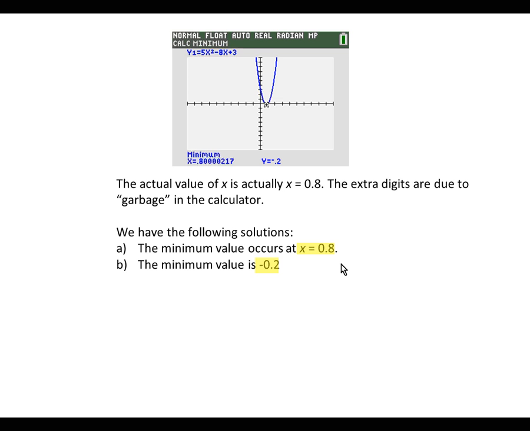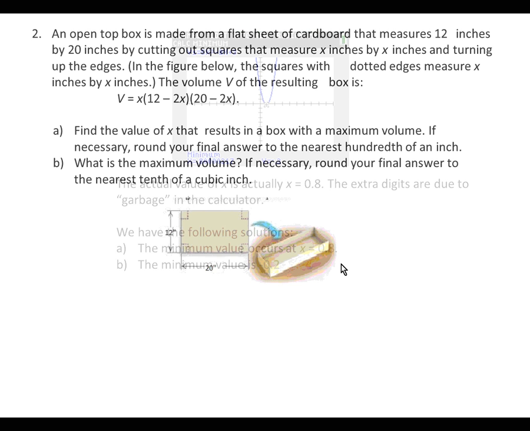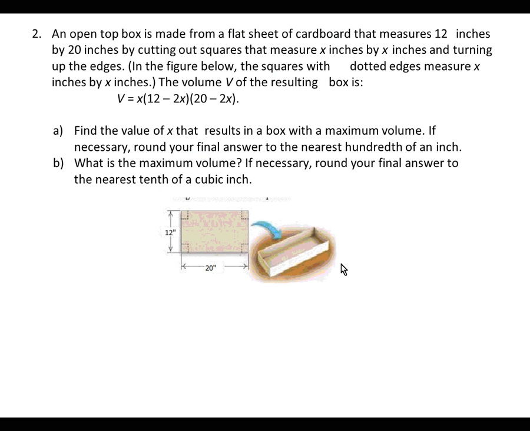Okay, example number 2. We're going back to the open top box. So it says an open top box is made from a flat sheet of cardboard that measures 12 inches by 20 inches by cutting out squares that measure x inches by x inches and turning up the edges. So the volume is x times 12 minus 2x times 20 minus 2x. So in part A, we're going to find the value of x that results in a box with a maximum volume, and if necessary, we're going to round to the nearest hundredth of an inch, so that's 2 decimal places. In question B, what is the maximum volume? And if necessary, round your final answer to the nearest tenth of a cubic inch, so that's 1 decimal place.